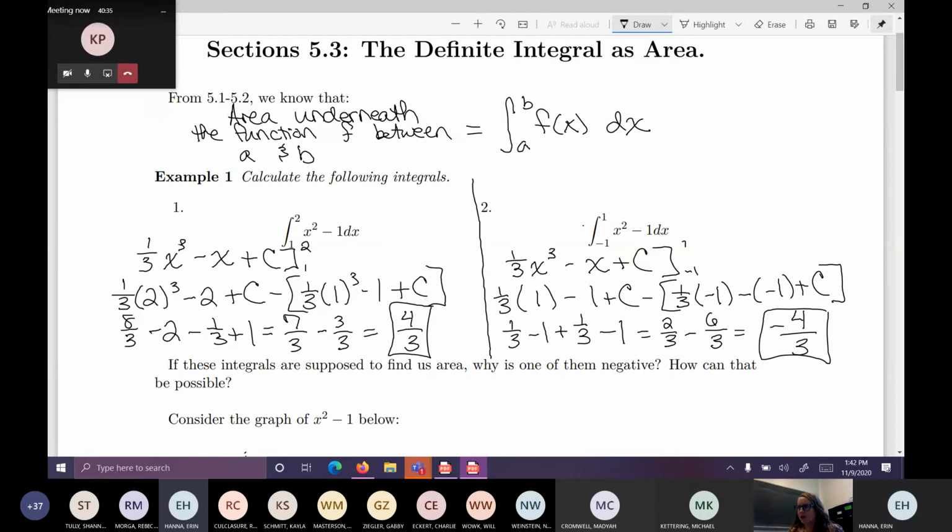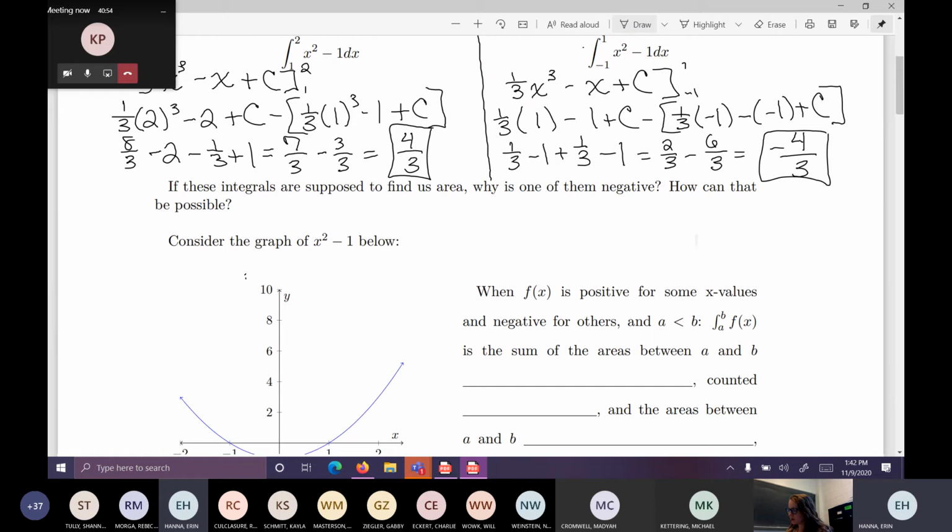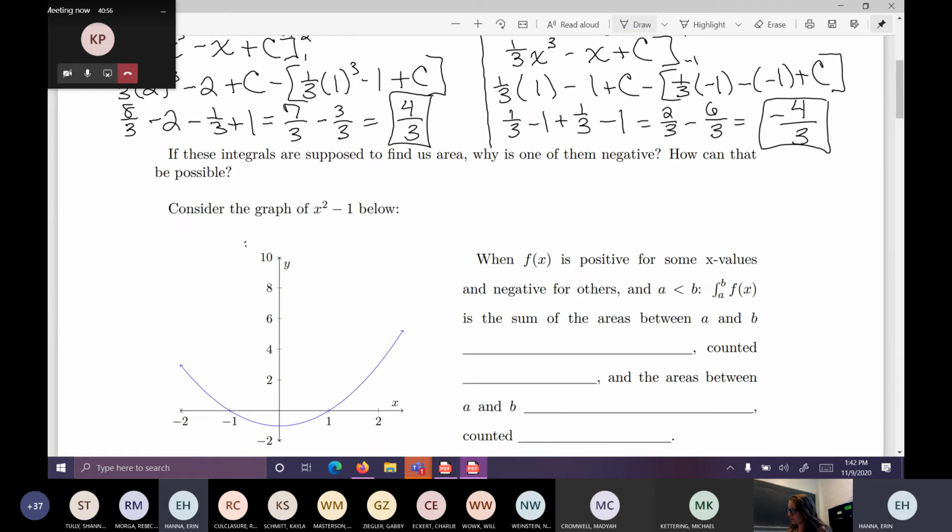Now, if I just said above that integrals are supposed to tell us the area underneath of a function, how can one of these turn out to be negative if we're talking about area? Usually when we talk about area, we never talk about negative areas. So what the heck is going on here? So let's think about this. Well, not think about it.